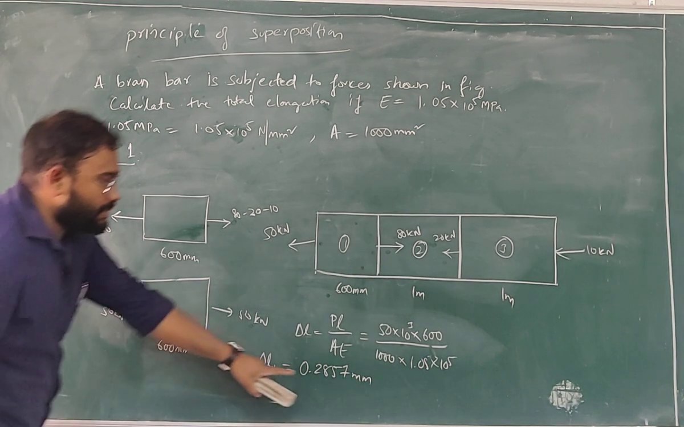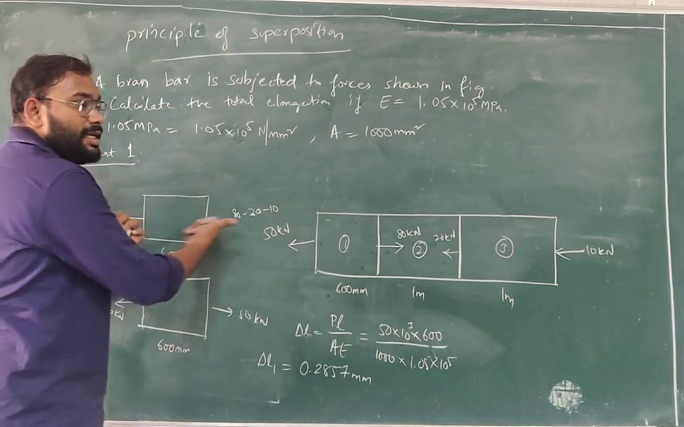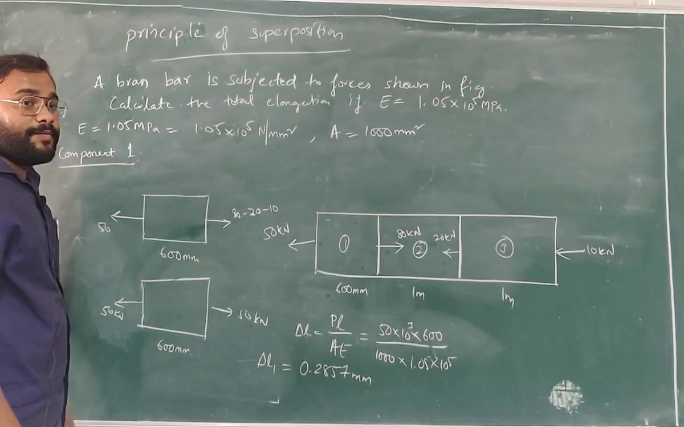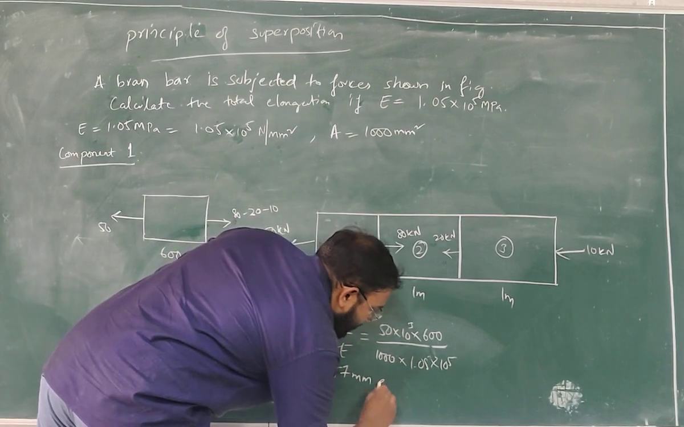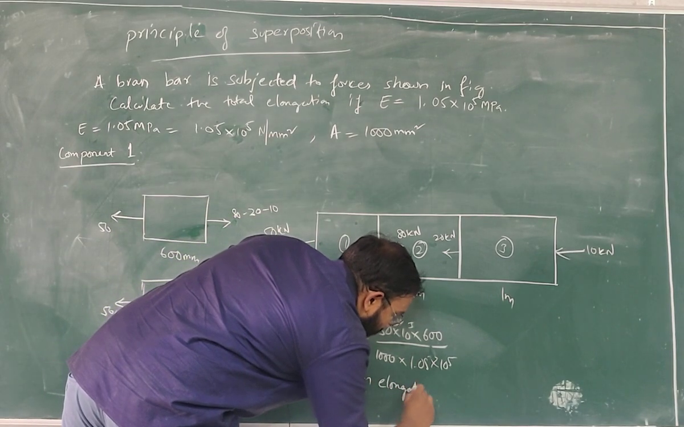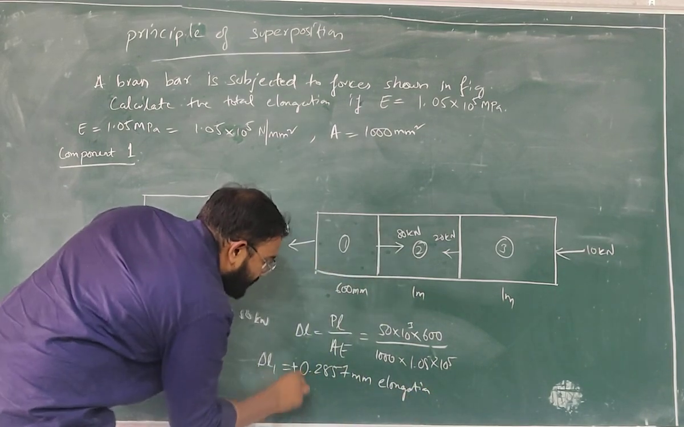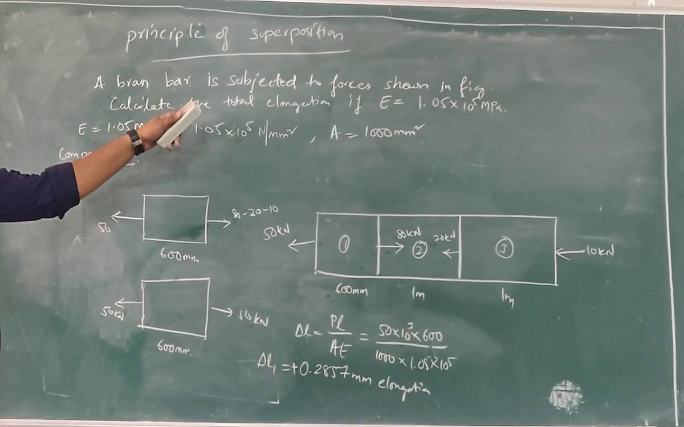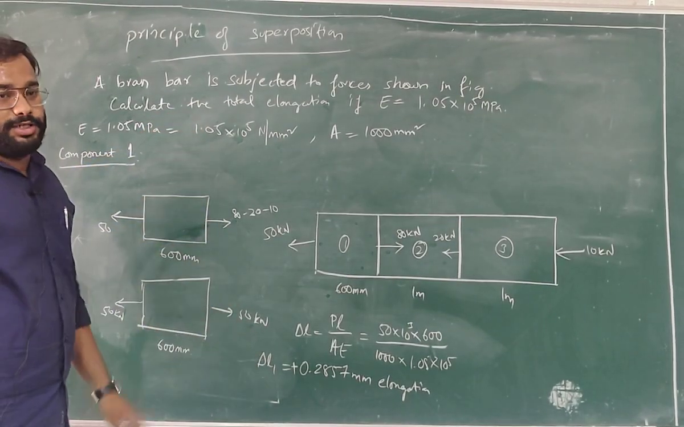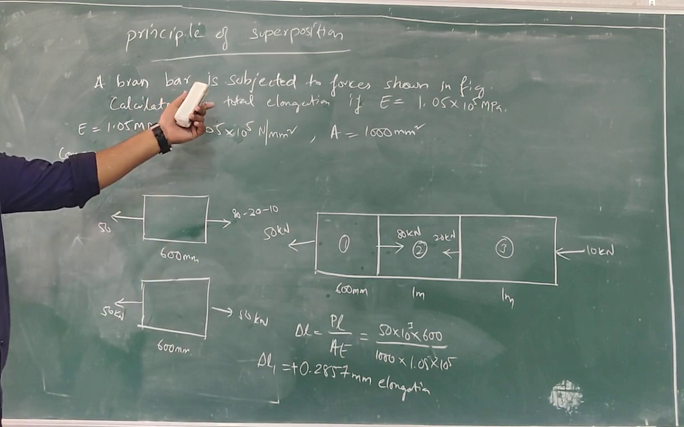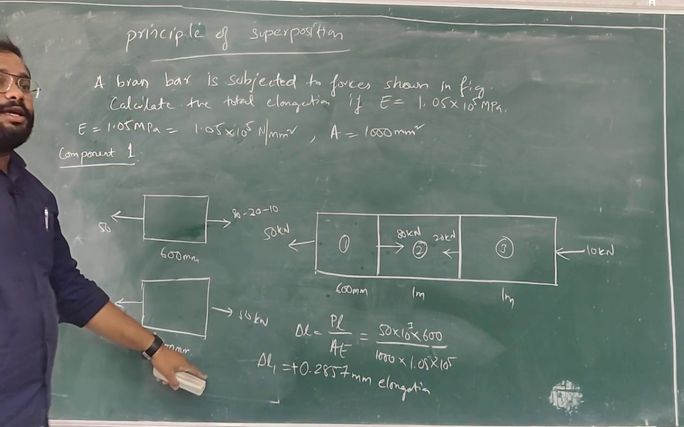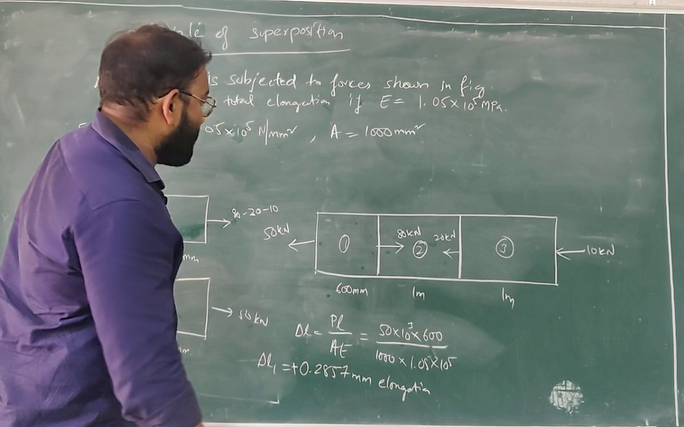Now what type of change in length is this? Is this elongation or contraction? Elongation, because this is a tensile force. So I'll take all elongations positive. Tensile forces are positive, so the respective change in length should be positive. Compressive forces are negative, so the respective change in length should be negative. Okay.